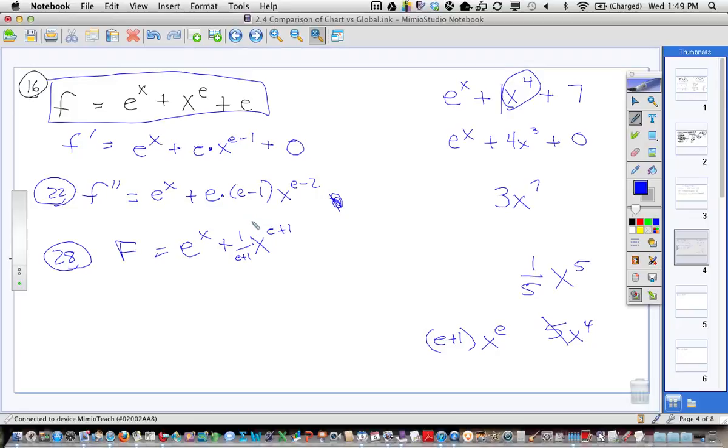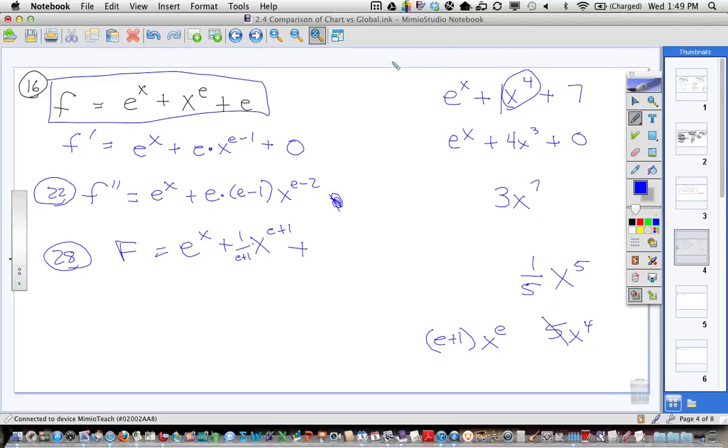If I bring the e plus 1 down, it'll cancel with that e plus 1. Just like when I bring this 5 down, it cancels with that 5. So I bring the e plus 1 down, it cancels with that e plus 1, drop it by 1, I get x to the e. All right, what's the antiderivative of e?